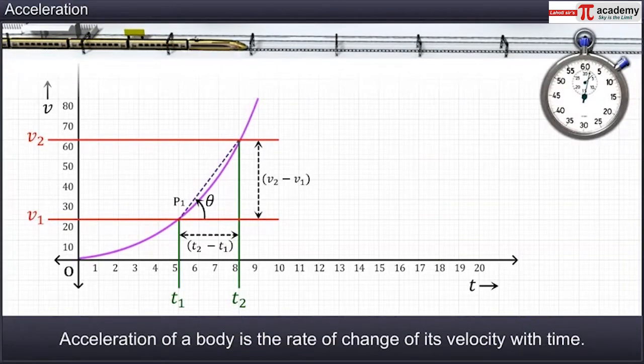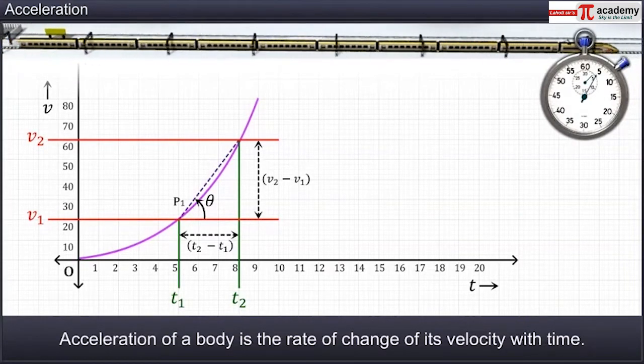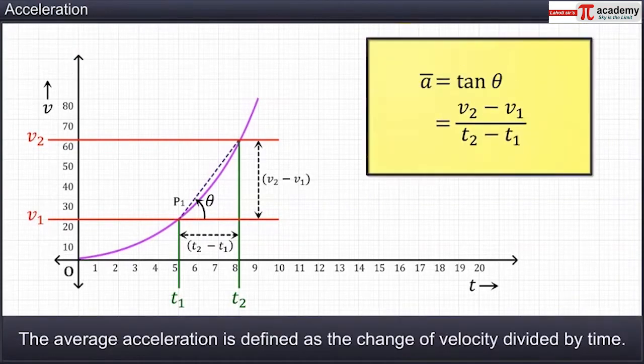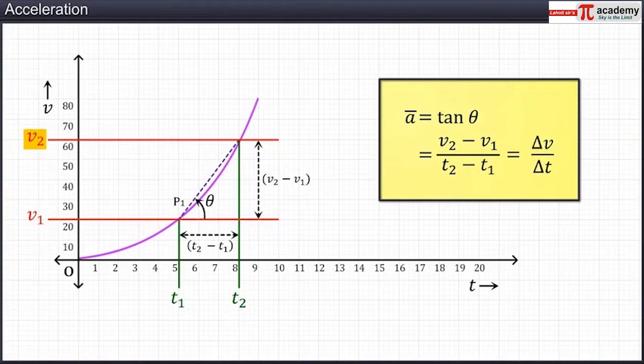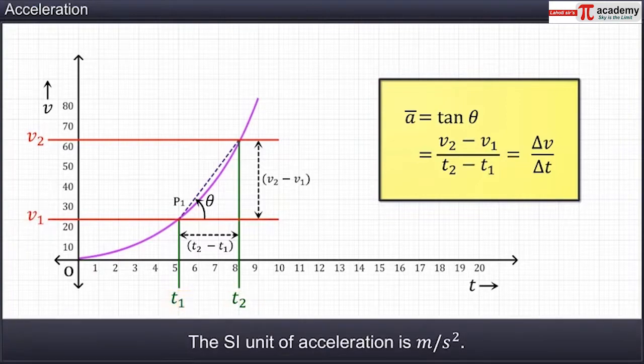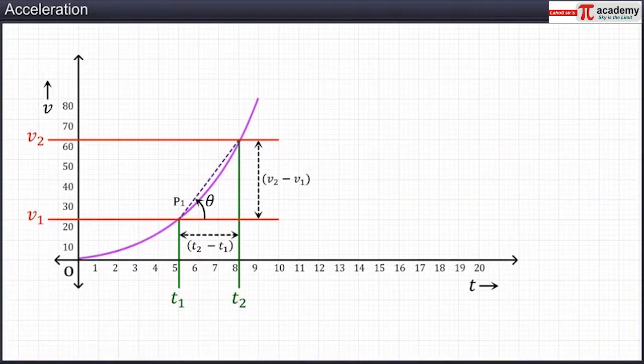Acceleration of a body is the rate of change of its velocity with time. The average acceleration a-bar is defined as the change of velocity divided by time. v2 and v1 are instantaneous velocities at times t2 and t1. The SI unit of acceleration is meter per second square. On the v-t graph, the average acceleration is represented by the slope of the line joining the points (t1, v1) and (t2, v2).